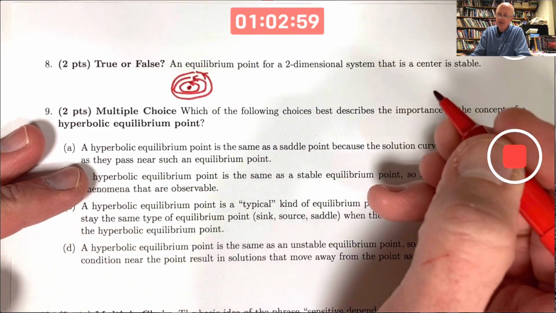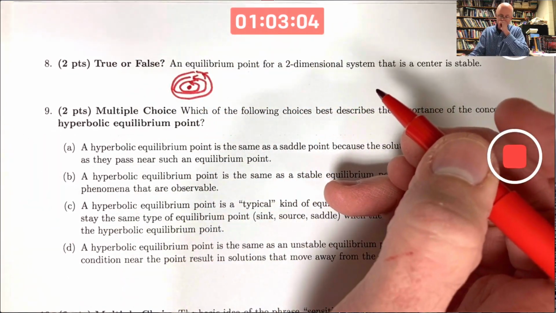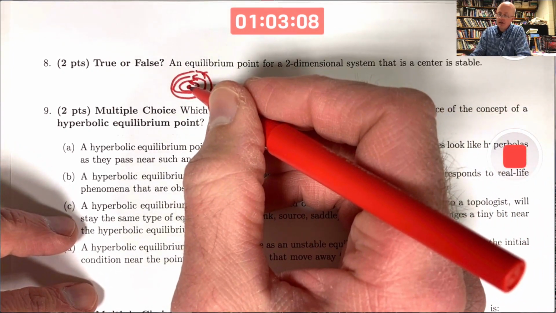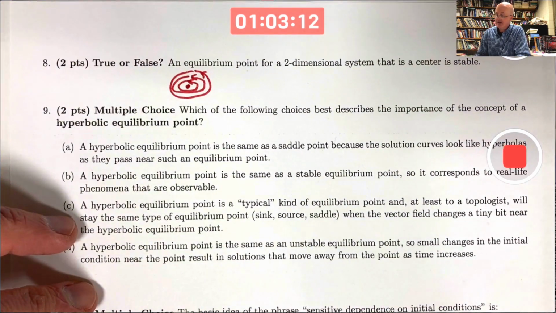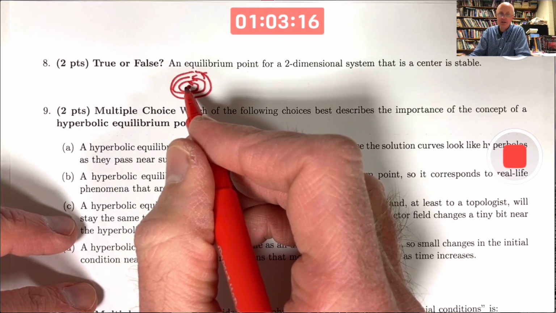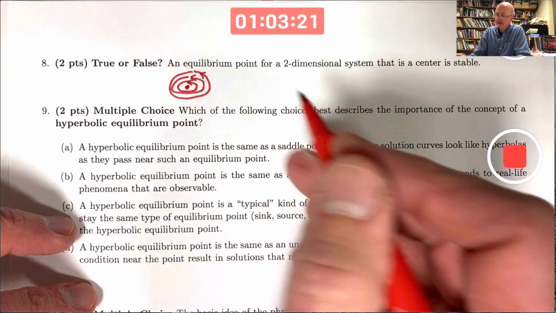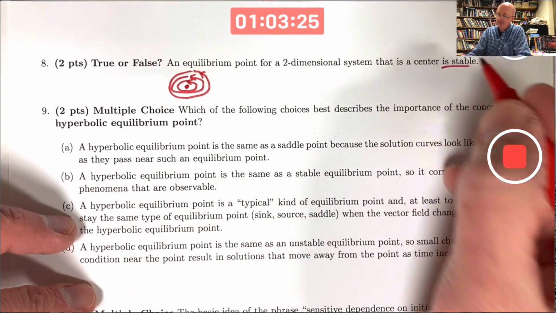What does it mean to be stable? It means if you start sufficiently close to the equilibrium point, you're not going to go too far away. That's a very, very loose way of describing it. And yeah, no matter if you start really close to the equilibrium point, you're not going to go too far away along the solution curves because they're ovals near the equilibrium point. It is stable. This is true.